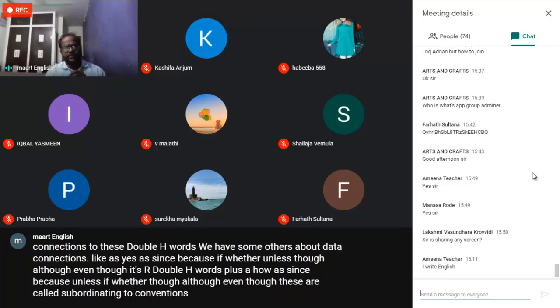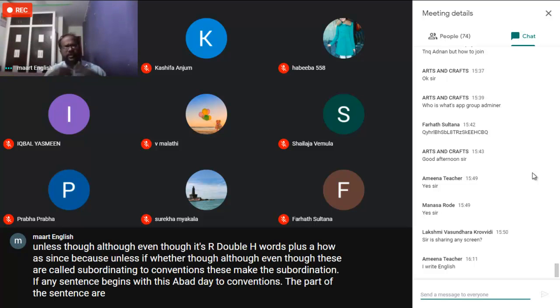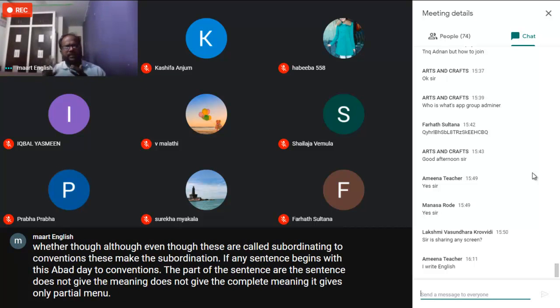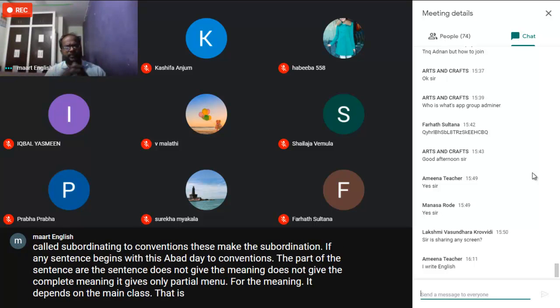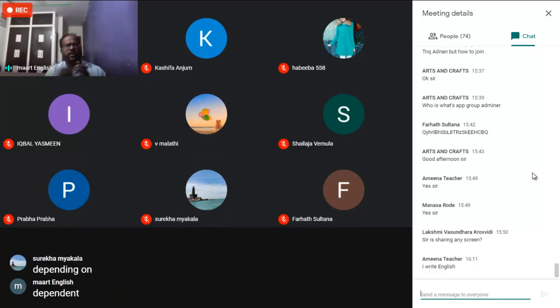These make the subordination. If any sentence begins with these subordinating conjunctions, the part of the sentence does not give the complete meaning. It gives only partial meaning. For the meaning, it depends on the main clause. That is why a subordinate clause is also called a dependent clause, also called a partial clause.